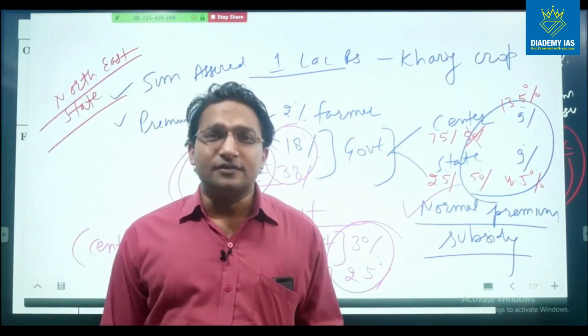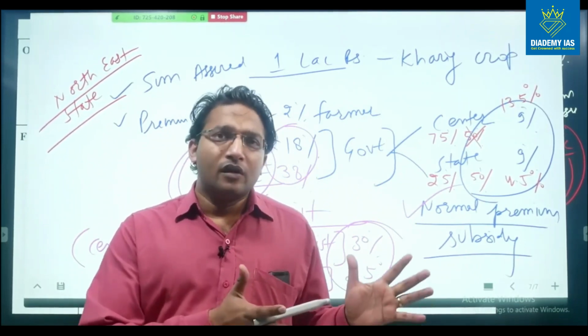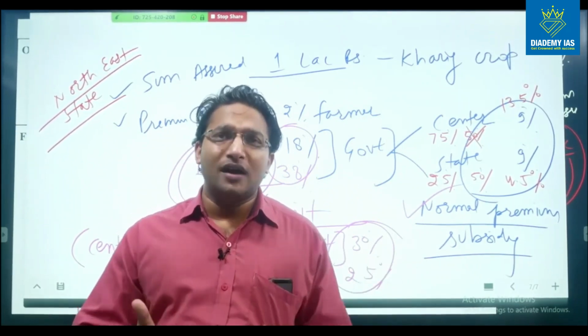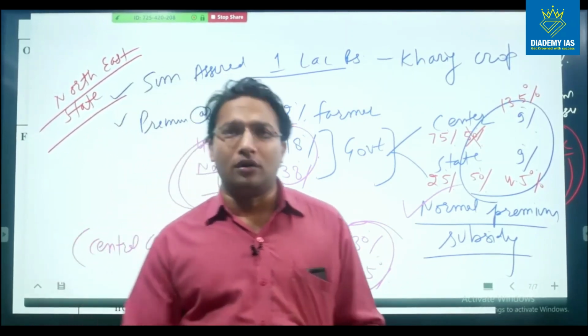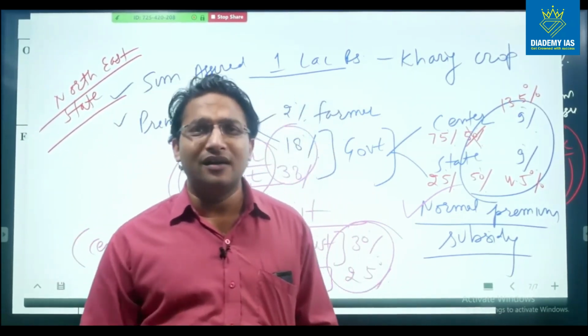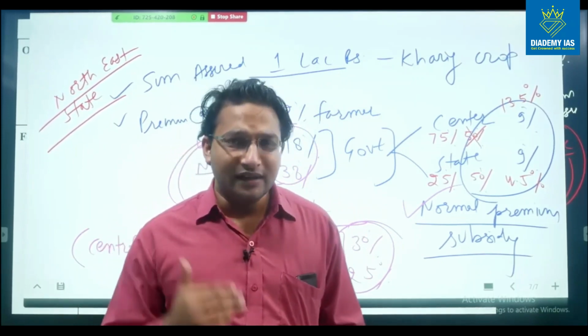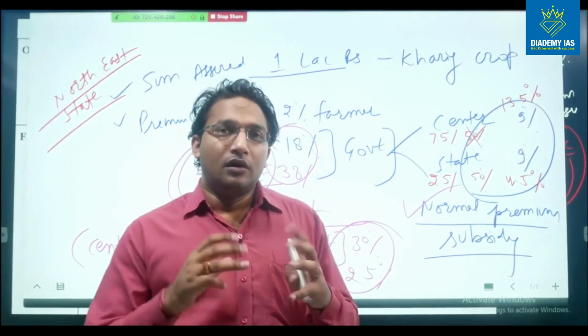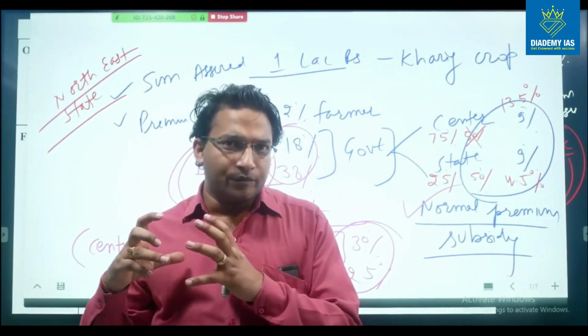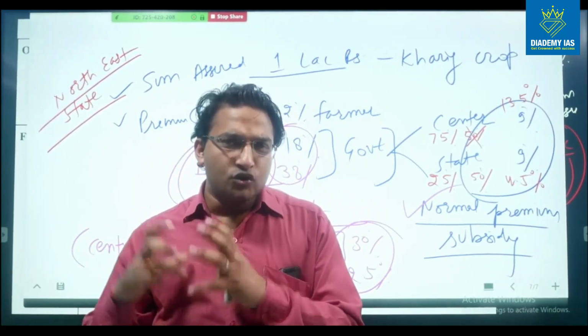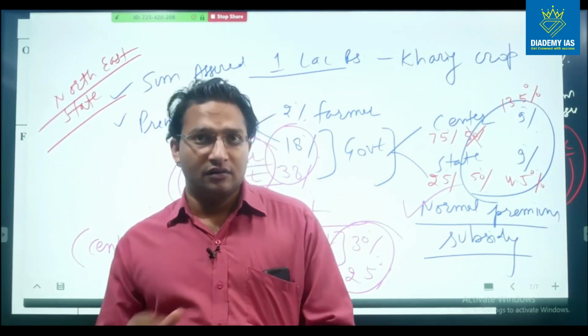The third change is, earlier this Pradhan Mantri Fasal Bima Yojana was compulsory for those farmers who have taken a loan under different schemes, for example under the Kisan Credit Card Scheme. Now this insurance has been made voluntary.